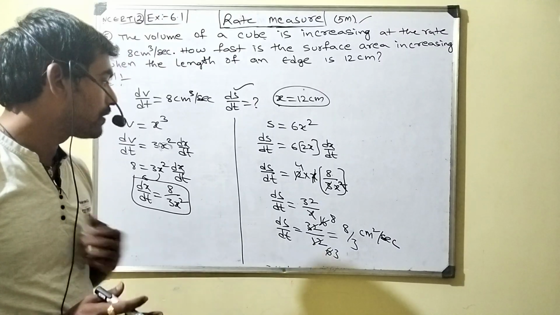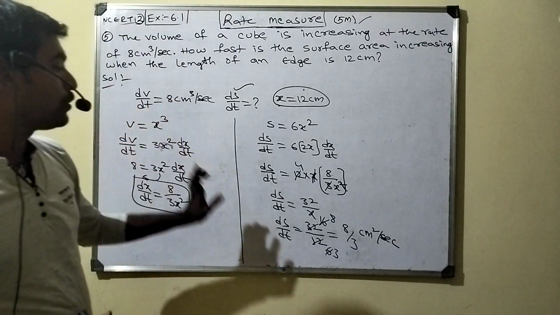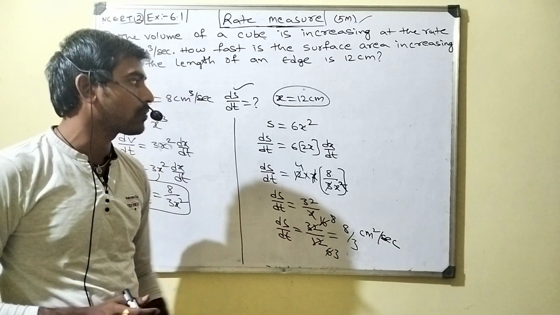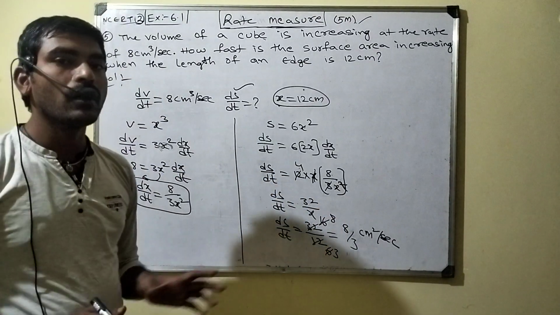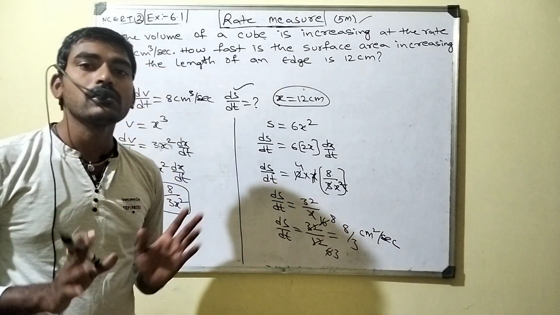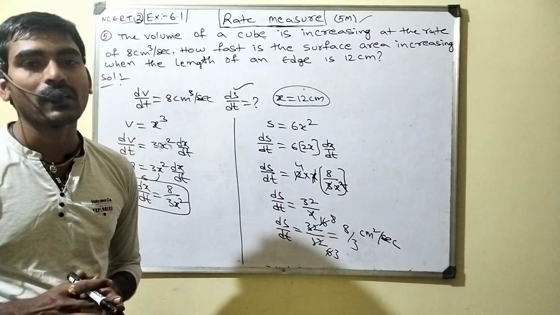I hope it's clear and everyone understood. Volume always means cube units. Surface area means square units. Length, whatever they give, and all the remaining ones, we consider as normal units, like centimeter per second.